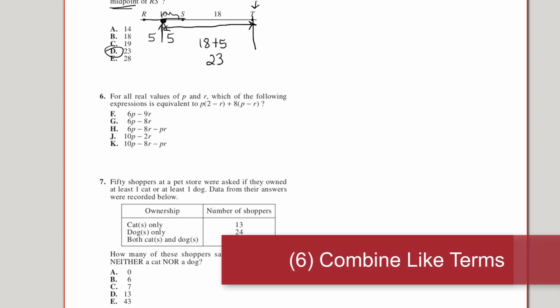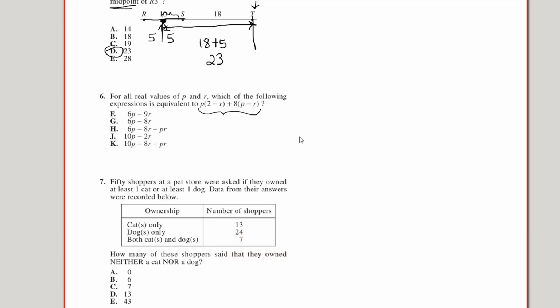Question 6 says, for all real values of P and R, which of the following expressions is equivalent to this expression here? So we're going to, it looks like, simplify. When I'm looking at my answer choices, I see it looks like we've done some combining of like terms. We've done some distributing, and then we'll have to combine those terms to get this final value. So let's work on first distributing this P through the 2 minus R, and we get 2P minus PR, and now we'll distribute the 8 through P minus R, 8P minus 8R.